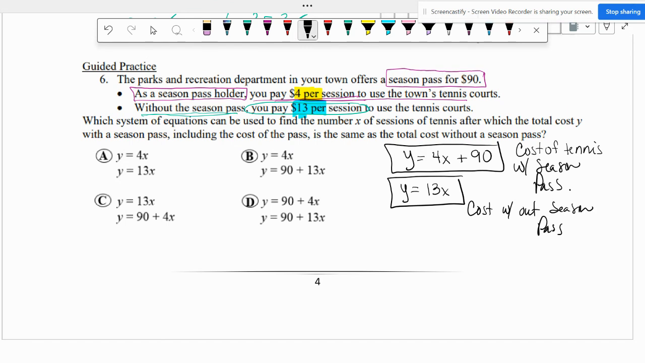So the question is, which system of equations can be used to find the number of sessions for which the total cost y, including the cost of the pass, is the same? So I'm looking for the equation y equals 4x plus 90 and y equals 13x. And that is equation choice C. Y equals 13x and y equals 4x plus 90.